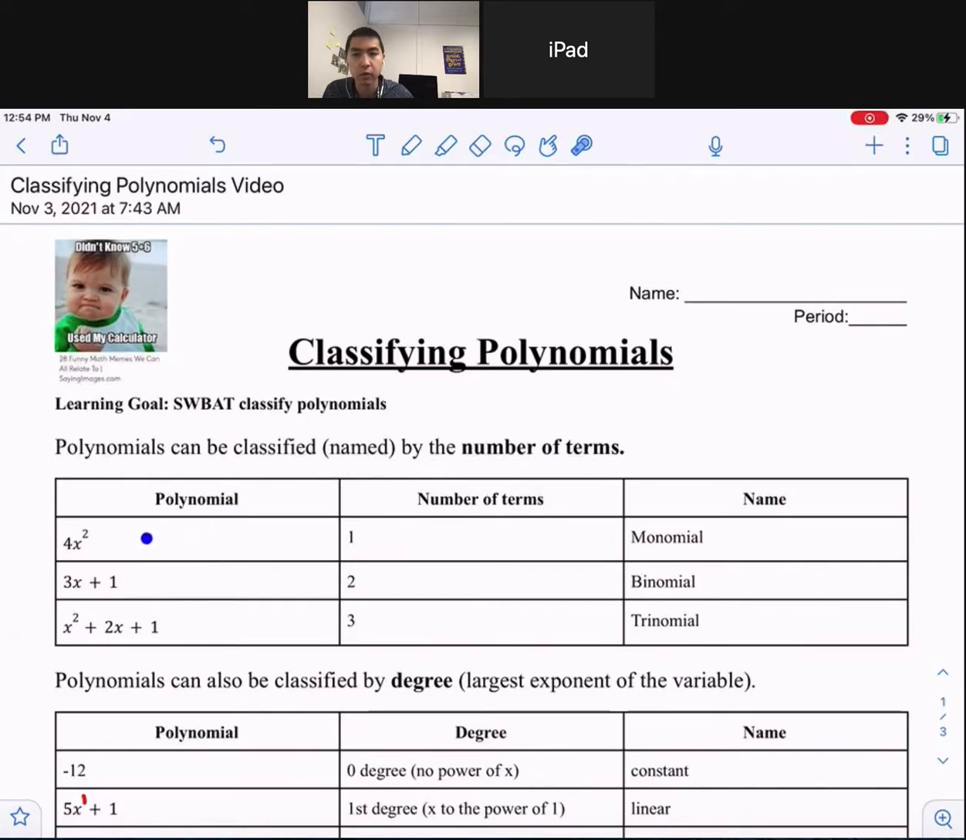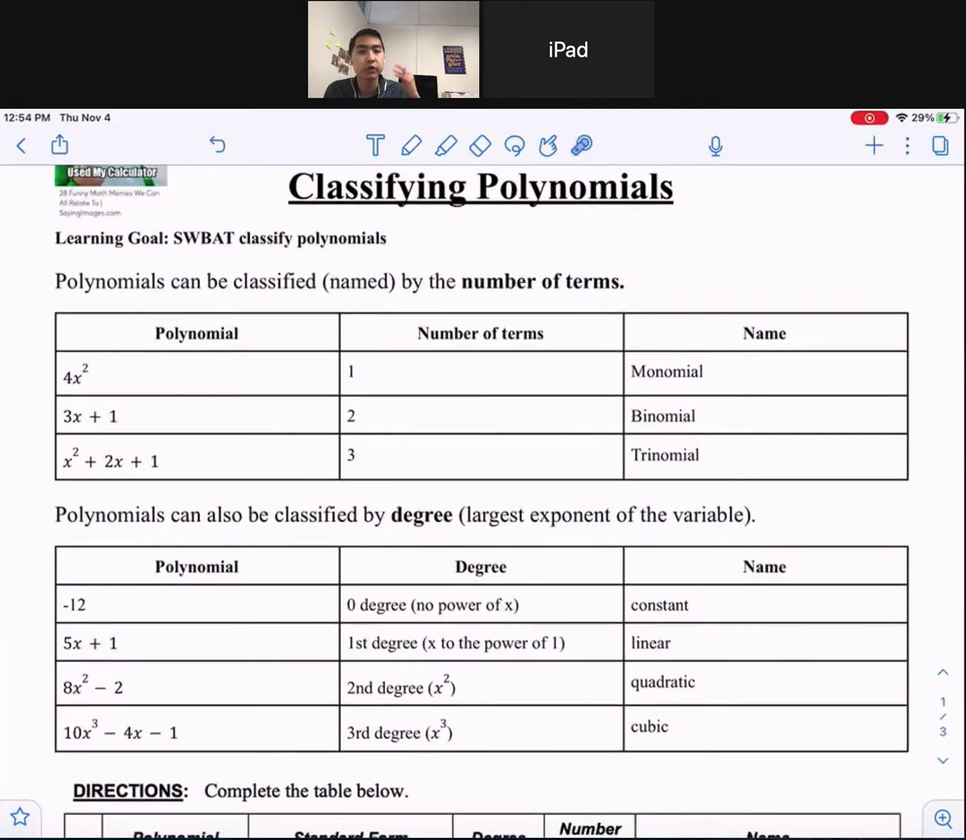Now, if it's one term, that's what we call a monomial. If there's two terms, we call that a binomial. And if there's three terms, that's what we call a trinomial. Okay? Now, moving further down.